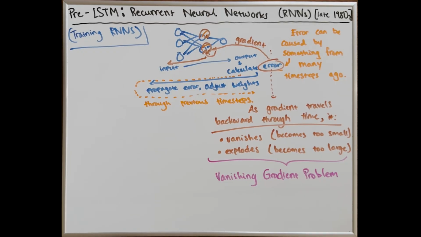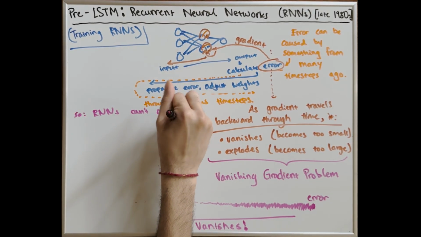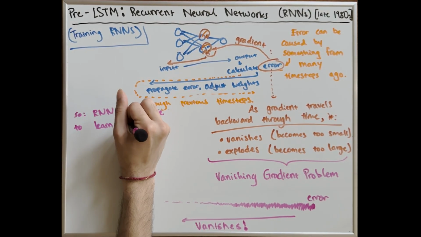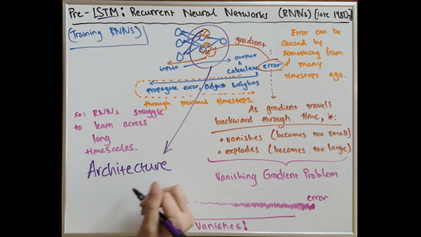So, even if the network can store information through long periods of time, it could still fail to learn what information matters, since the learning signal fades away before it reaches the relevant moment. So, we end up with a weird situation, where RNNs can remember things in principle, but they cannot learn what they're supposed to remember. The authors of the LSTM paper treat this as an architectural problem.